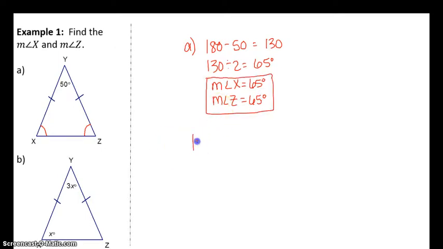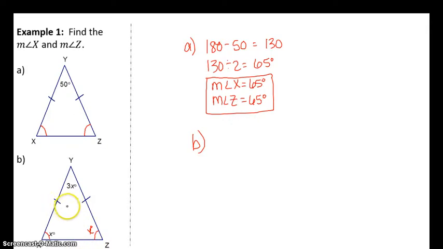All right, then for part B, same kind of concept. The base angles theorem says that if you've got an isosceles triangle where you've got two congruent sides, then the angles opposite those congruent sides are congruent to each other. So that means angle x here and angle z will be congruent to each other. So I can mark those congruent. Well, angle x is x degrees, so angle z will also have to be x degrees.